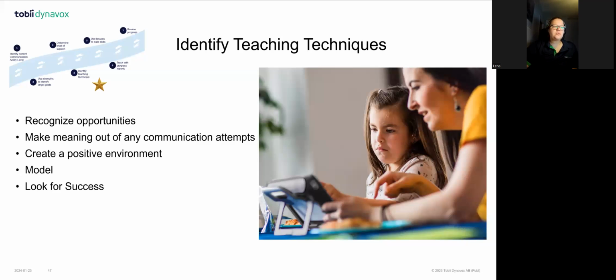We would like to model keywords instead of every word we say, model the meaning. We would like to model searching, because it's okay for us to not know where the word is in somebody's device or communication book. And by searching it in front of the user, we're modeling them how to find it. We would love, of course, to look for success. And success looks very, very different.